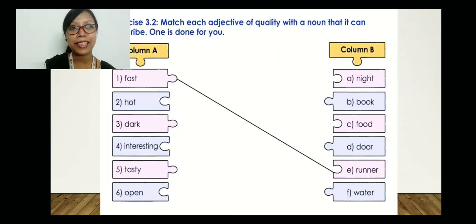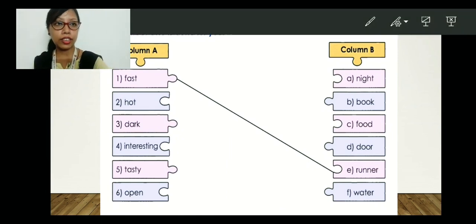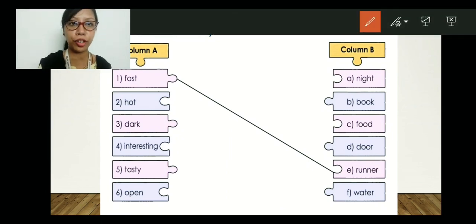Now let us come to exercise 3.2, which is: match each adjective of quality with a noun that it can describe. One is done for you. So here we have two columns, column A and column B. Now we have to link column A with column B. So we have to find out which adjective can be linked up with the other one. So let's do it. Number 1 is already done for you, which is fast has been linked with runner, that is fast runner.